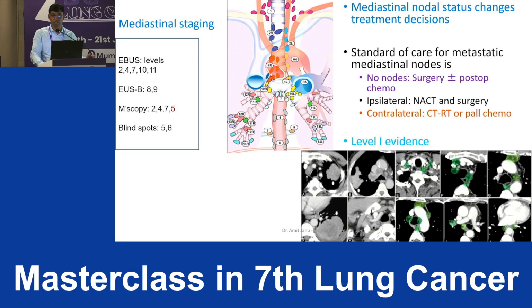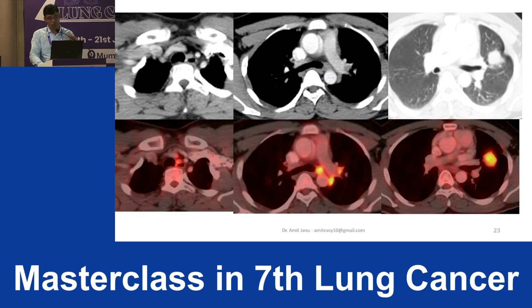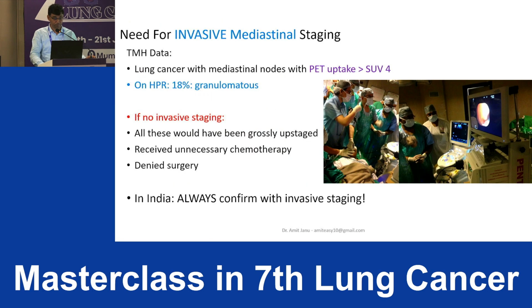And if it is ipsilateral, not significantly bulky, it can be done with neoadjuvant chemotherapy and surgery. And if it is contralateral, then we have to decide if it falls into the spectrum where CTRT can be done, or if that is not the case, maybe palliative chemotherapy. So something like this: if it is very early, it might show just ipsilateral nodal metastasis, but if it is too large, it might show contralateral and supraclavicular metastatic disease.